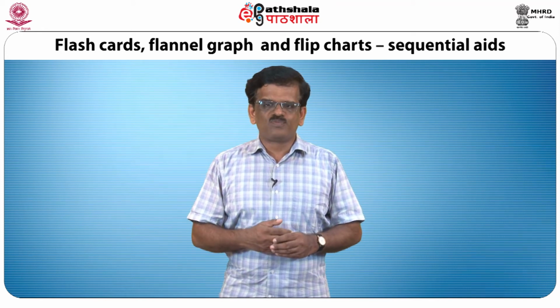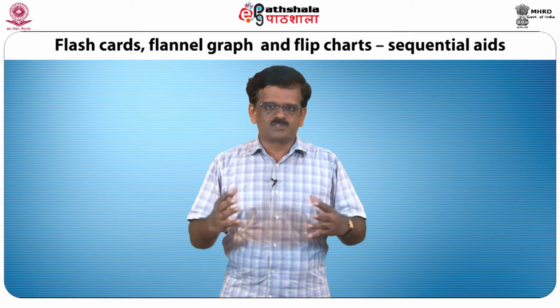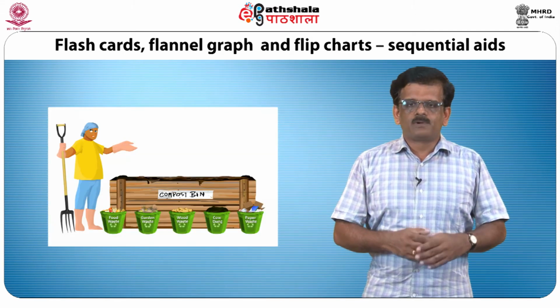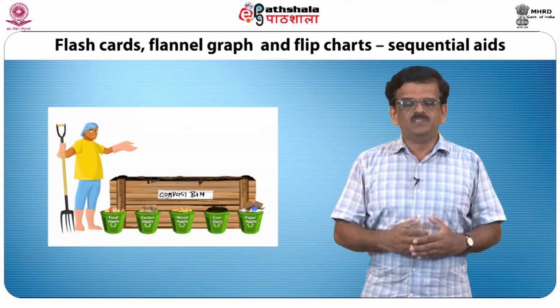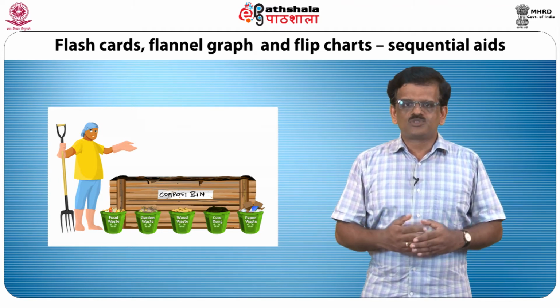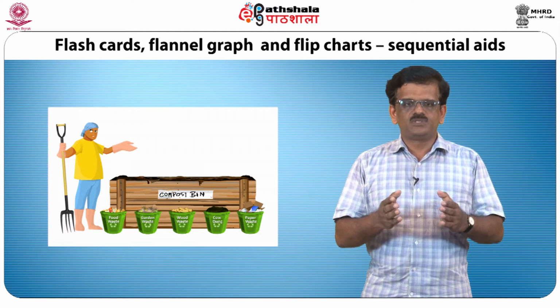These aids are suitable for explaining a sequential process. For example, the process of preparing vermicompost pits can be explained easily with these materials. These aids are suitable for a small group containing about 20 learners.